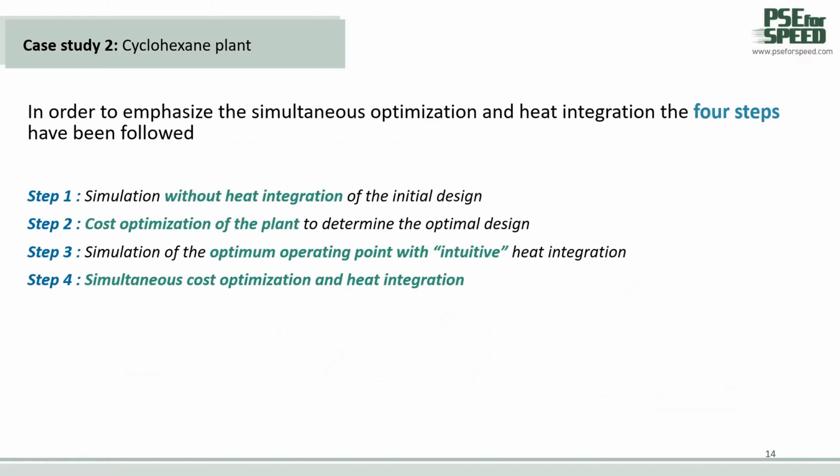To show the simultaneous cost optimization and heat integration, we have at least 4 steps. Step 1, the simulation without heat integration of the initial design. Step 2, the cost optimization of the plant to determine the optimal design. Step 3, the simulation of the optimum operating point with intuitive heat integration. And step 4, the simultaneous cost optimization and heat integration. Step 4 is the most important step that we will show today.